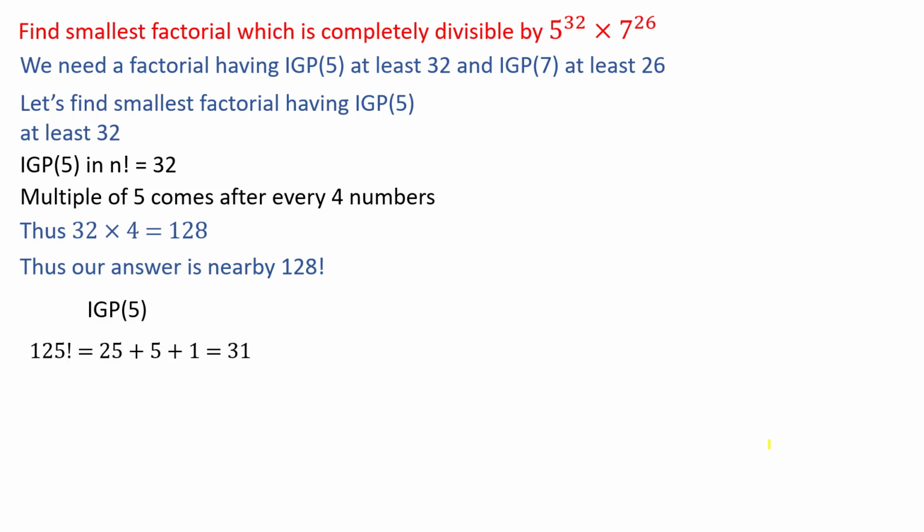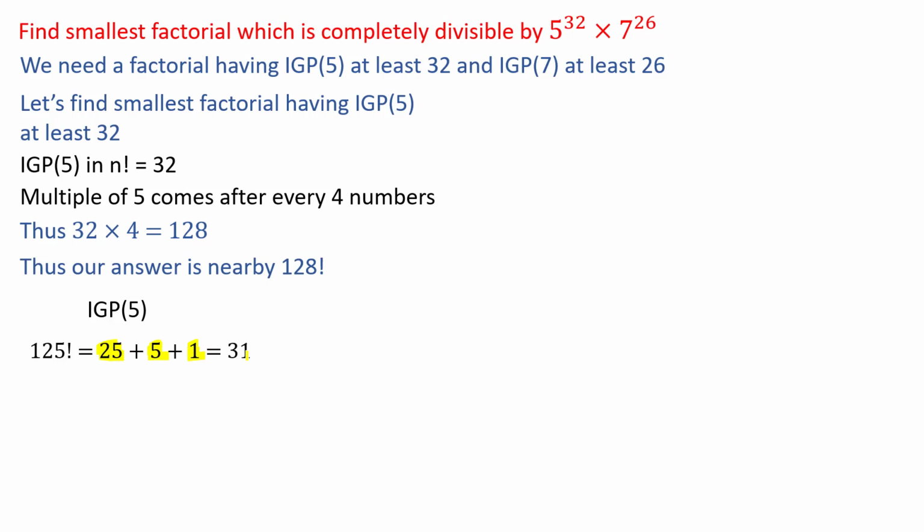So if you check 125 factorial, the IGP of 5 in it is going to be how much? 25 plus 5 plus 1, that is equal to 31. Divide 125 by 5, quotient is 25. Divide 25 by 5, quotient is 5. And divide 5 by 5, the quotient is 1. So the sum of all these quotients is 31, but we want 32.